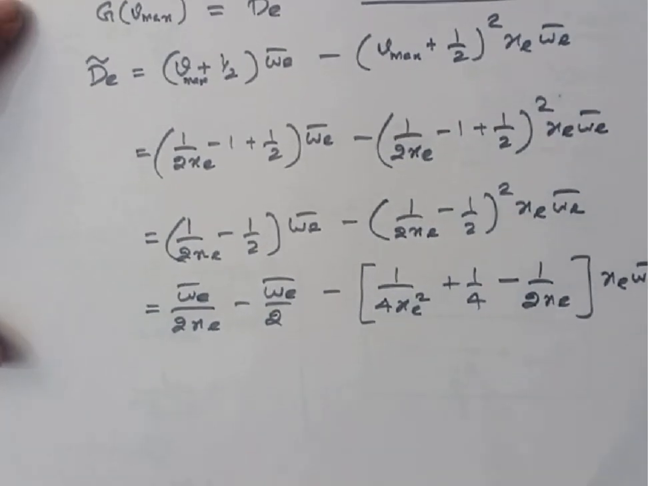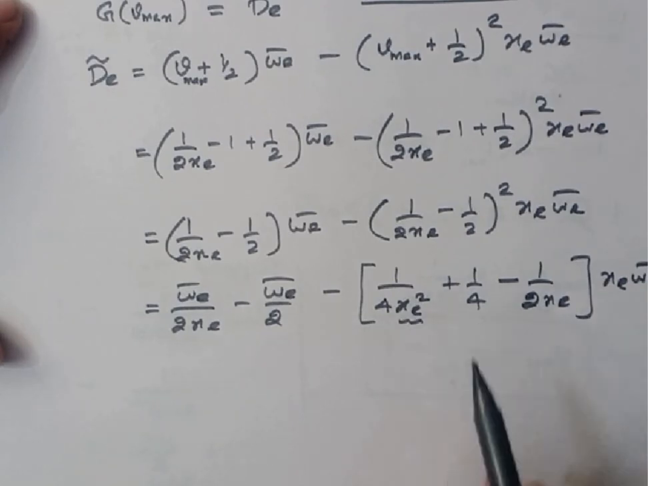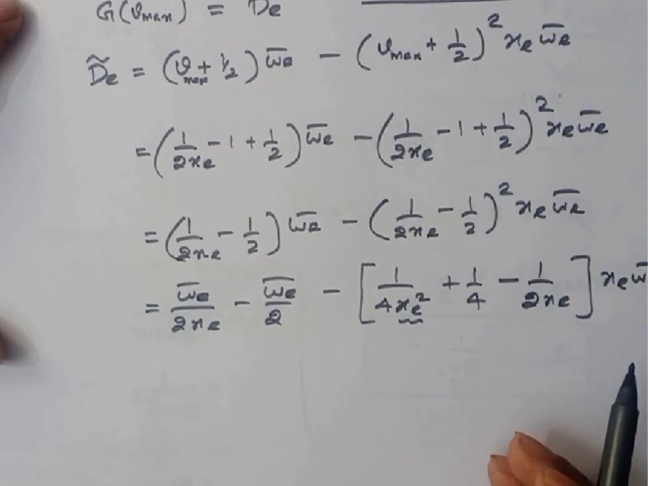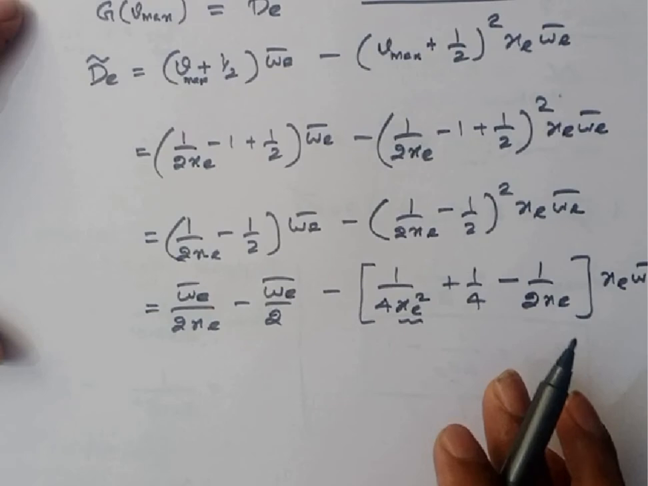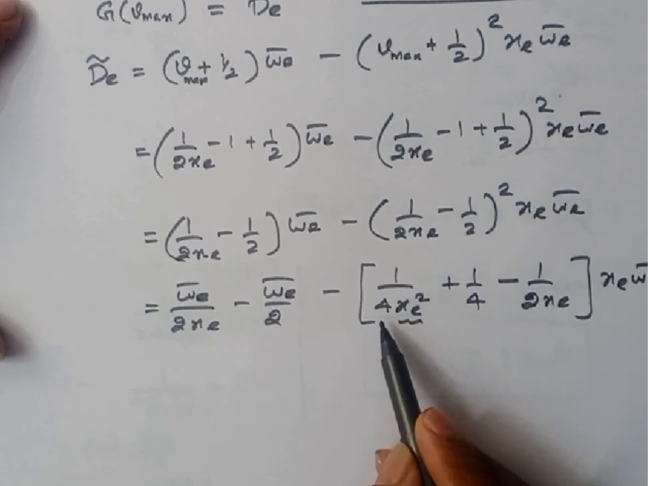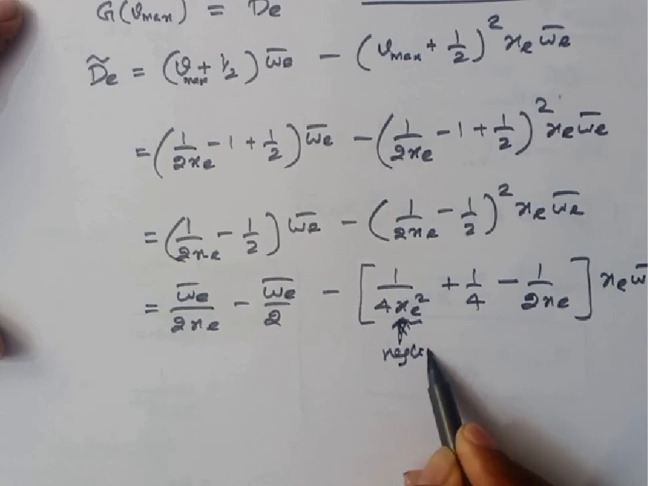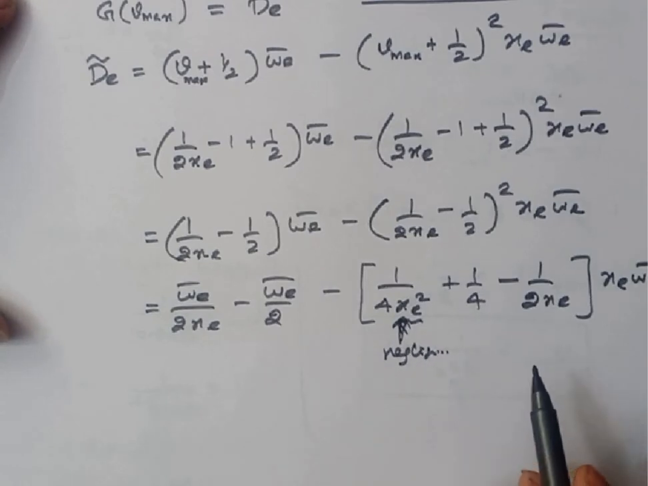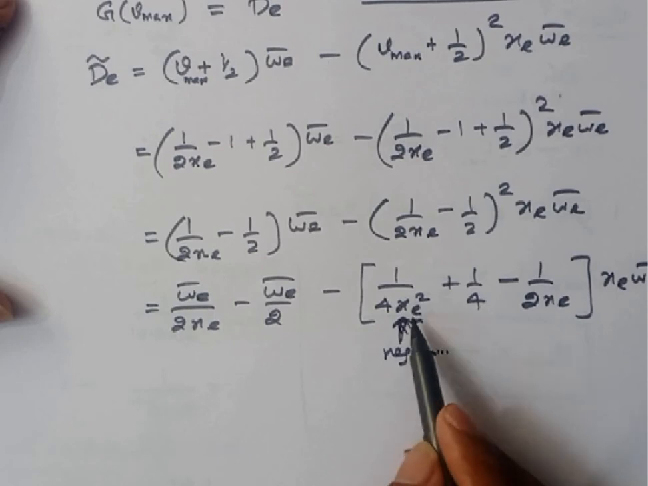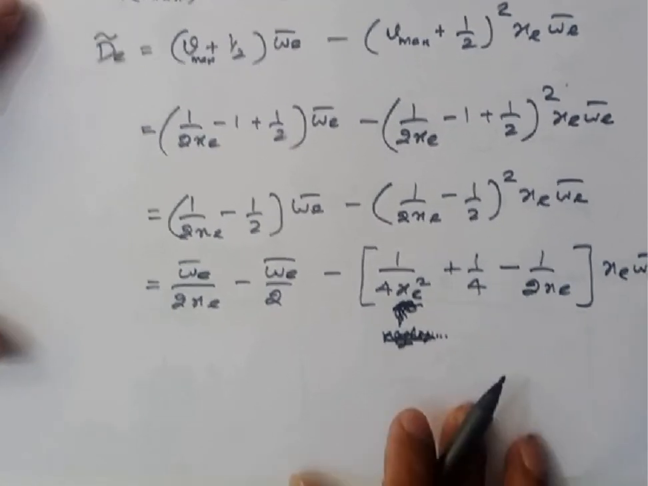Students observe carefully. The Xe value will be in the range of 0.01, I told you. If Xe is 0.01, what is Xe square? 0.0001, correct? Three zeros will come. So this is negligible, very small. So Xe square is negligible, sorry, the denominator quantity is negligible. Anyway, let me keep it as such. We will see later.